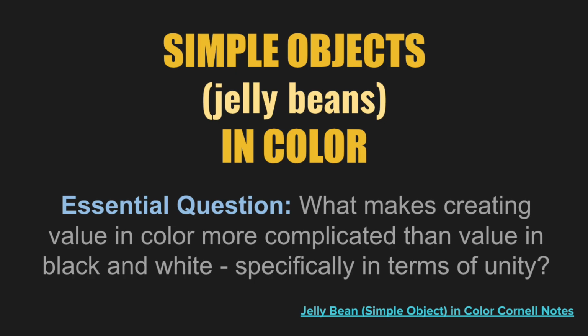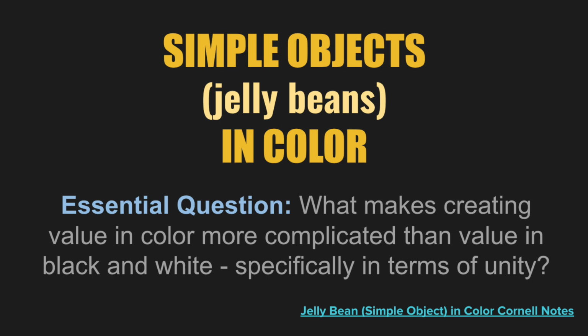So today we're going to talk about simple objects in color. We normally do jelly beans as our simple object, but you could use any other kind of spherical simple object that you wanted to. The essential question for this unit is what makes creating value in color more complicated than value in black and white, specifically for unifying a piece.